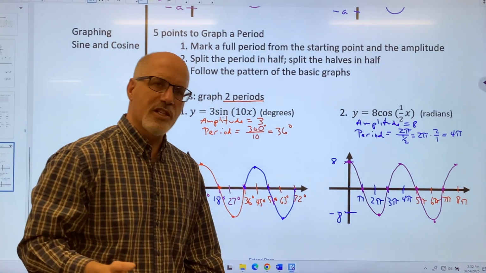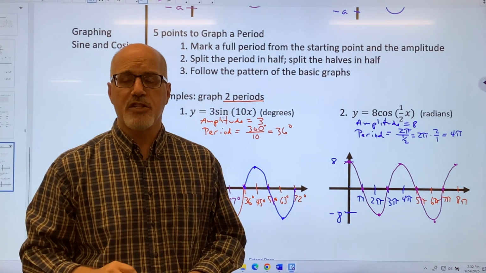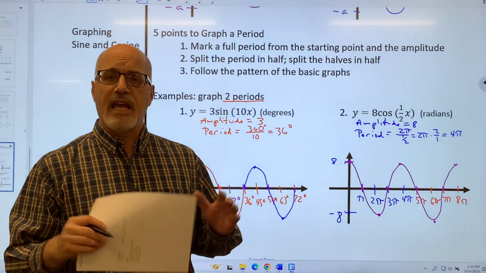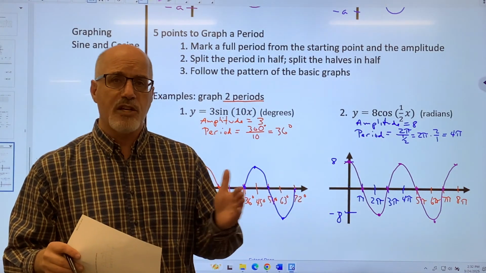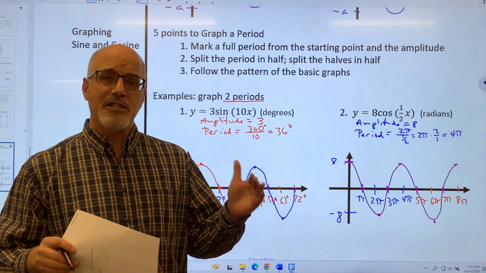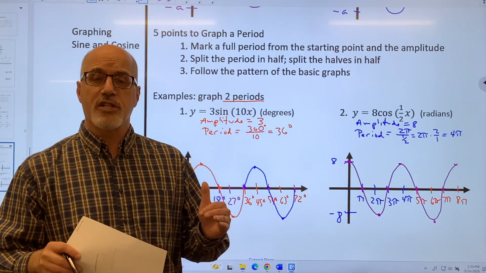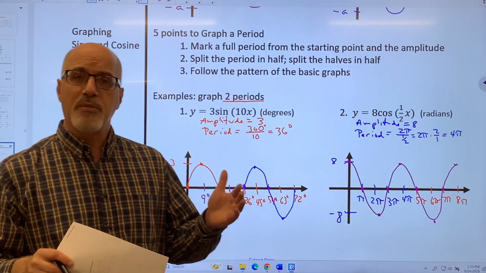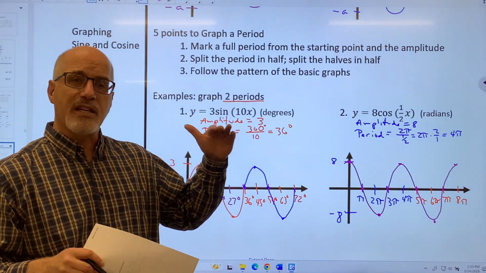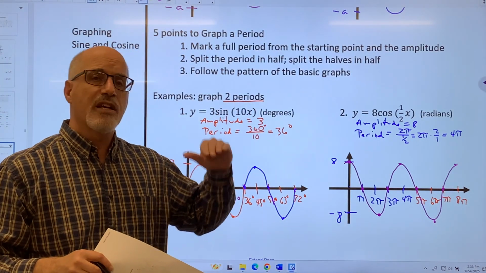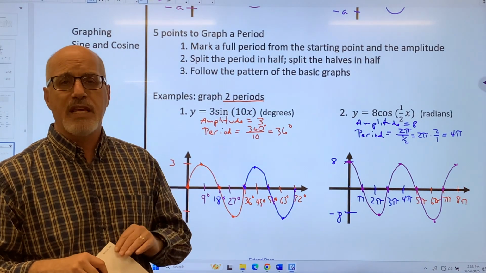So what we've done is we've set up the family of functions for sine and cosine. They have the same look. In fact, one is shifted 90 degrees from the other. That's because they're co-functions, so their angles are complementary. But then what we've done is looked at sine and cosine. Sine starts at the midline, cosine starts at the top of the amplitude.